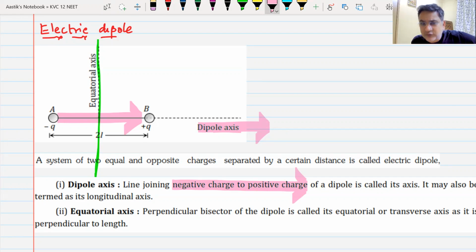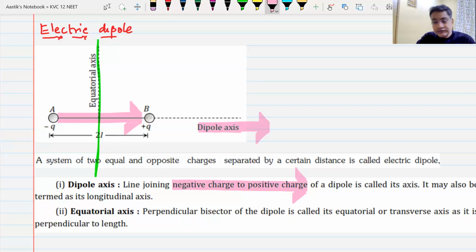But that thing is not valid for the equatorial axis, because the equatorial axis does not have any direction. It is a perpendicular bisector, and it is known as the equatorial or transverse axis. Dipole axis sometimes is also known as the longitudinal axis. Small terms, I hope everyone understands them. Yes or no?